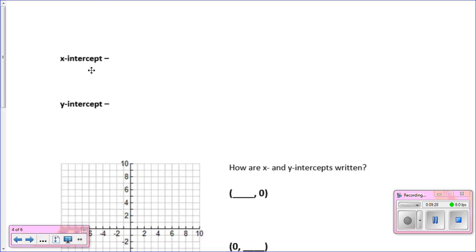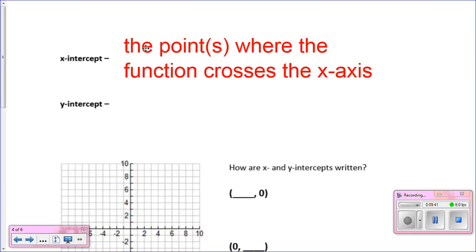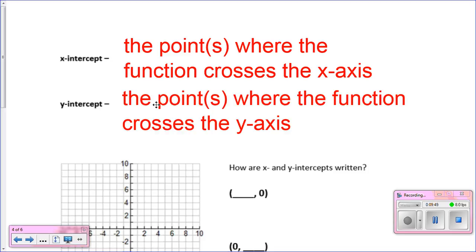So that's really function notation. A lot of stuff with function notation. Next part is intercepts. There's two kinds of intercepts. There's the x-intercept and the y-intercept. The x-intercept is the point, you can have multiple ones, where the function crosses the x-axis. And the y-intercept is the point or points where the function crosses the y-axis.